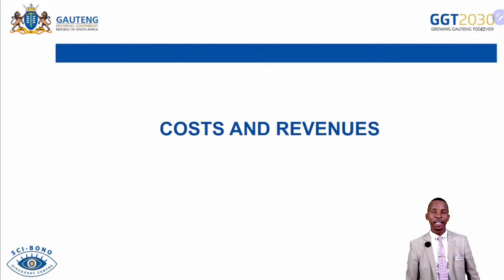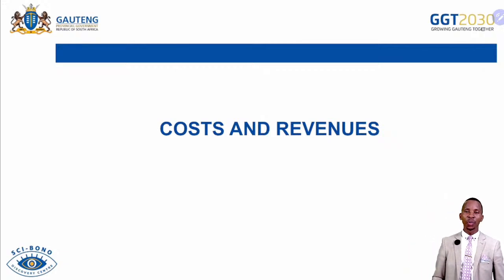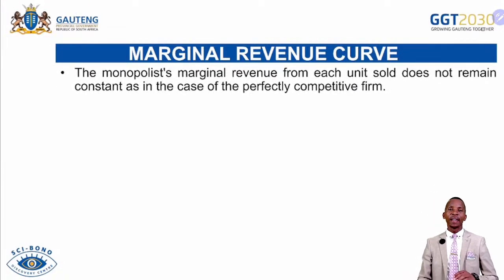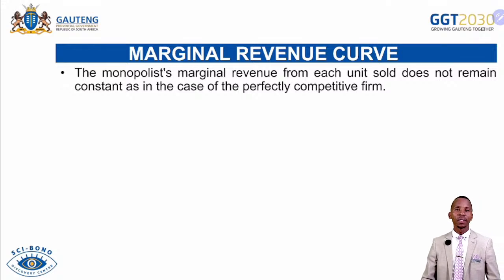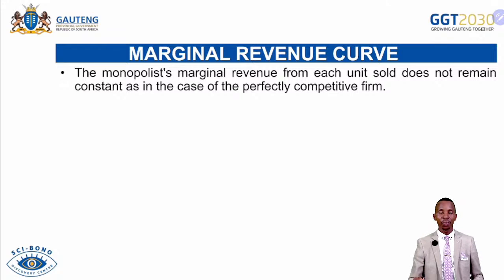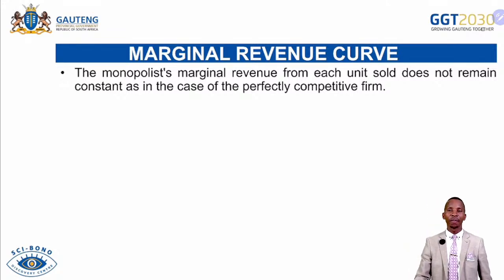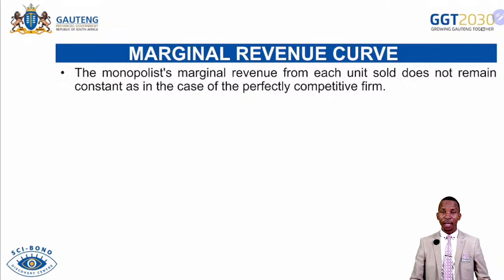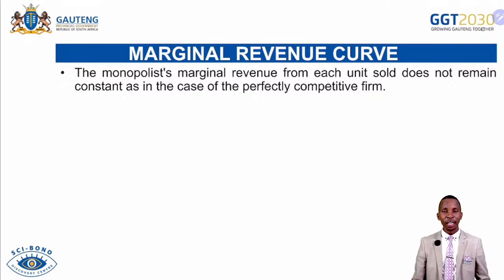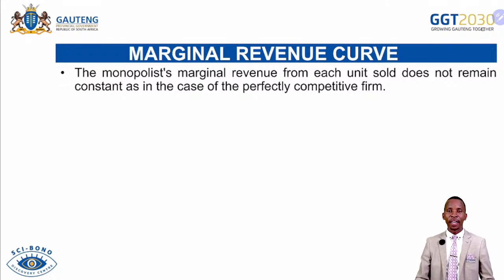Now, the costs and revenues. As we approach costs and revenues, we are simply discussing average cost, marginal cost, total revenue, marginal revenue, and average revenue. We are discussing them under the perfect market. The first one we are discussing is marginal revenue. We know that the marginal revenue of a monopoly is not the same as average revenue. The perfect market has the same average revenue as marginal revenue.